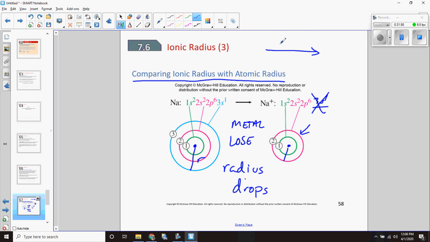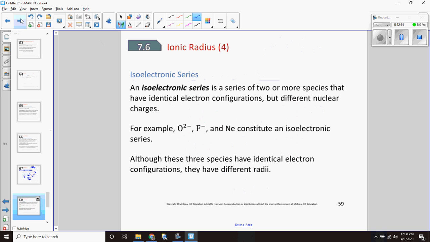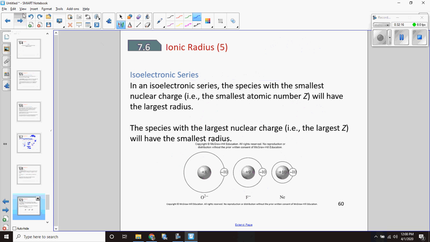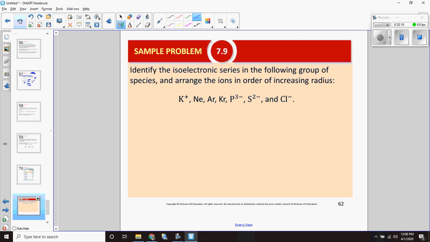So this is a trend you see as you become a metal ion. Metals tend to shrink when they lose electrons. And if we look at what happens to nonmetals, nonmetals happen to get bigger when they gain electrons.